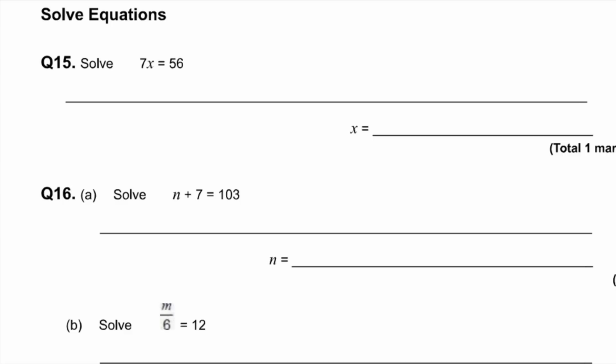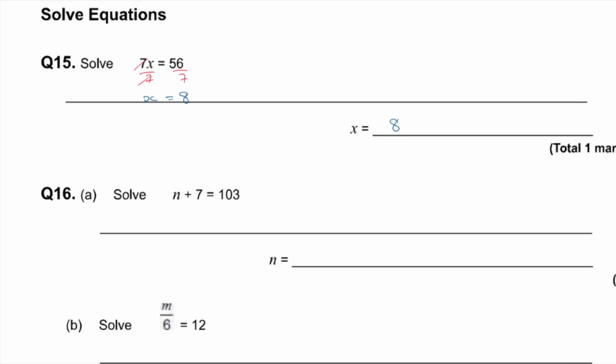So I'm going to divide both sides by 7 here, and as long as I do the same thing to both sides, the equation stays balanced. So 7 divided by 7, they're going to cancel. That's going to leave me with x on this side. And 56 divided by 7, well, 8 7s are 56, aren't they? So that's going to be x is equal to 8. X is 8. Solve n plus 7 is equal to 103.